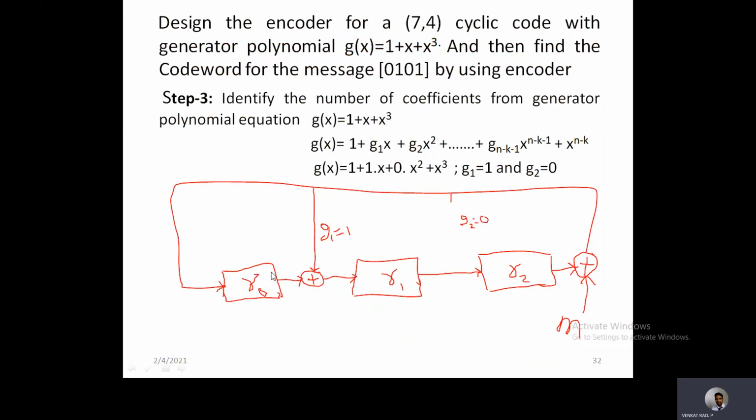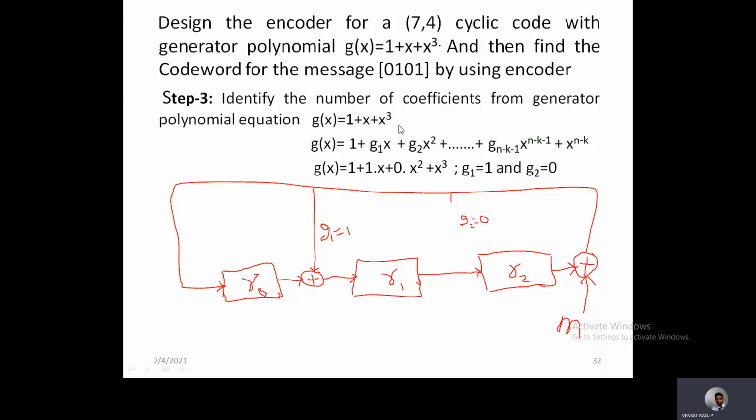This is the complete diagram of the encoder for a 7,4 cyclic code with this particular generator polynomial equation. Now the task is how to find the code word for a given message. So apply the message here and find the final code word. The code word must contain 7 bits, and it is a systematic code, so the first 4 bits must be message bits and the next 3 bits must be parity bits.